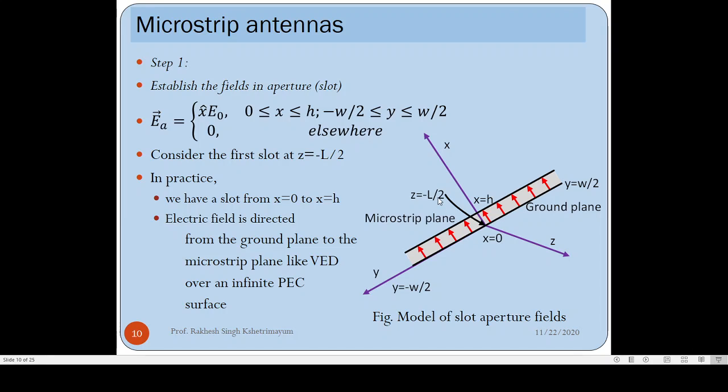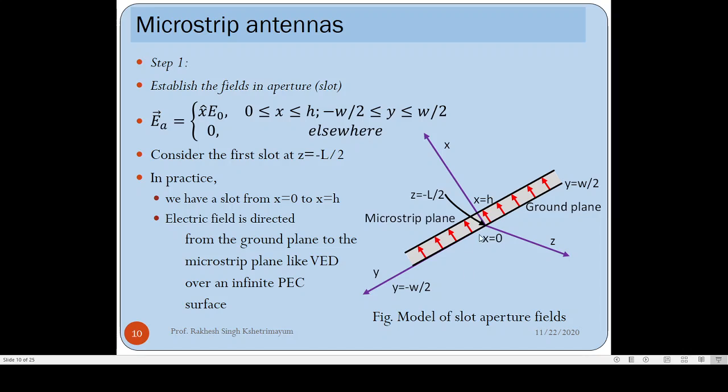This z is equal to minus L by 2, this y is equal to minus W by 2, and this y is equal to plus W by 2, and this is x is equal to 0, this is x is equal to h. We have electric field, uniform electric field, which is going from x is equal to 0 to x is equal to h, from the ground plane to the microstrip plane. What does this look like? This looks like a vertical electric dipole.